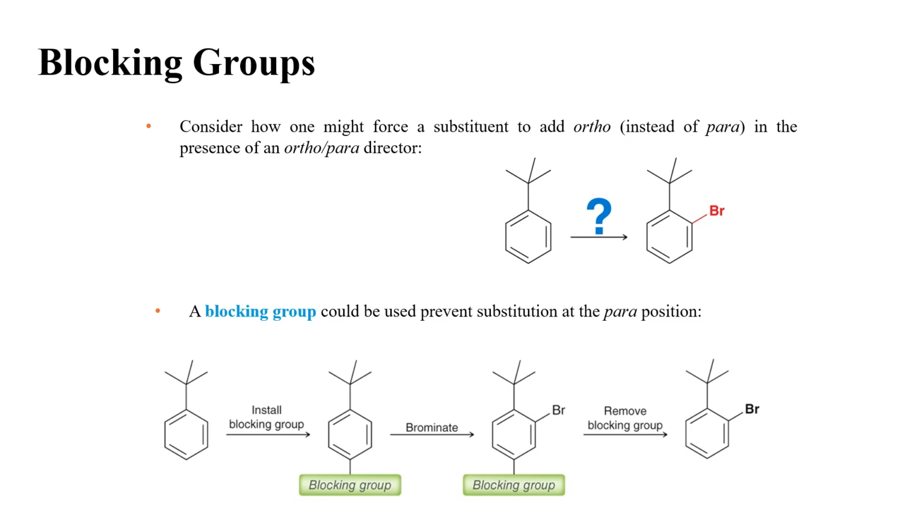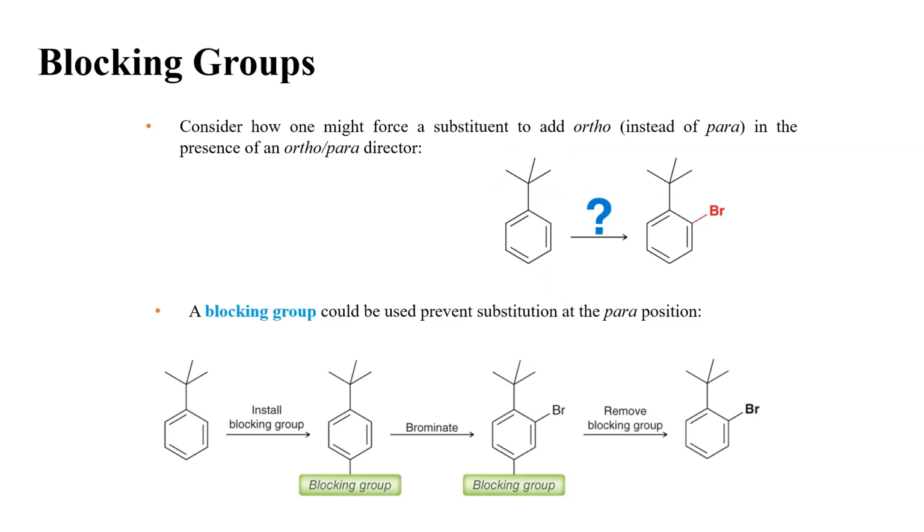Now, what if you run into a situation where you want to force functionalizing the ortho position? That's going to be really tough because right now, if I try to get a Br at this position, it's super crowded, right? Look how big this tert-butyl group is. We know that alkyl groups are ortho and para directing, right? But if I try to do a bromination of that, it's just going to go to the para position. So how do we force it to go to the ortho position?